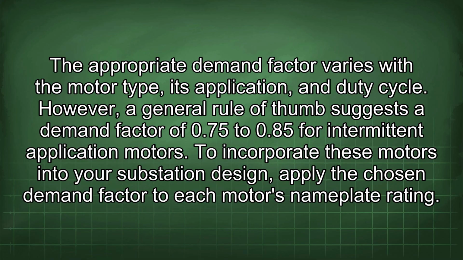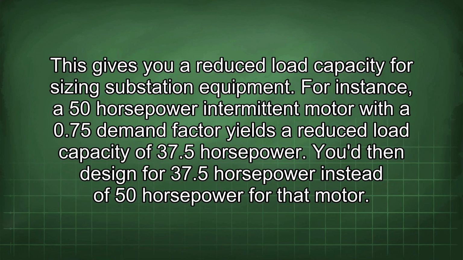To incorporate these motors into your substation design, apply the chosen demand factor to each motor's nameplate rating. This gives you a reduced load capacity for sizing substation equipment. For instance, a 50 horsepower intermittent motor with a 0.75 demand factor yields a reduced load capacity of 37.5 horsepower. You then design for 37.5 horsepower instead of 50 horsepower for that motor.